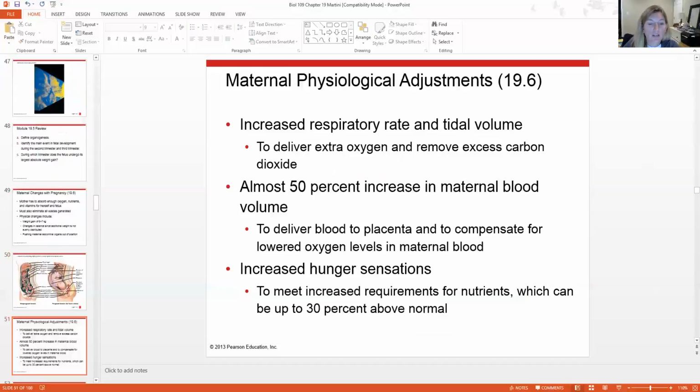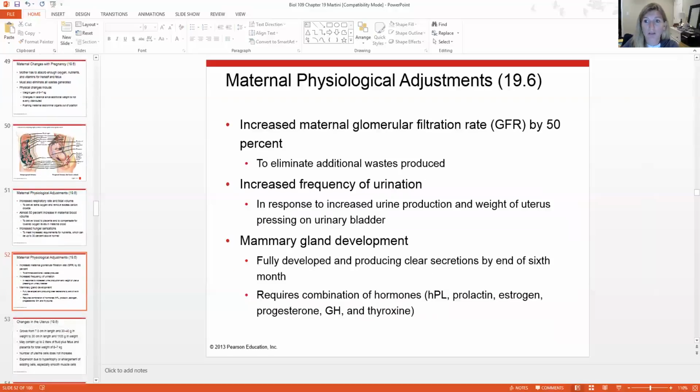Increased respiratory rate and tidal volume, 50% increase in maternal blood volume, and increased hunger sensations, mostly because the baby's pushing up into your stomach, and so it's smaller, and so you can't eat as much, and so you're hungry all the time because you're not able to bring in all those nutrients that you need.